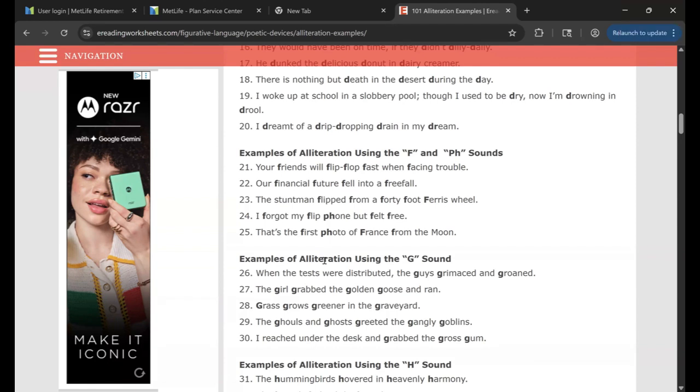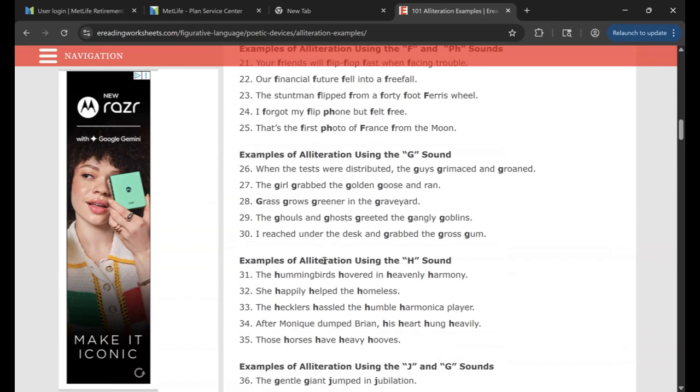I forgot my flip phone but fell through. That's good. That is the first photo of France from the moon. That's very good. Now, the next person.